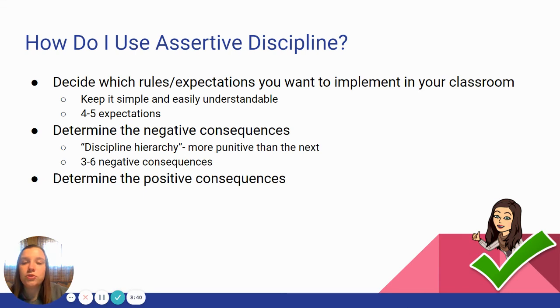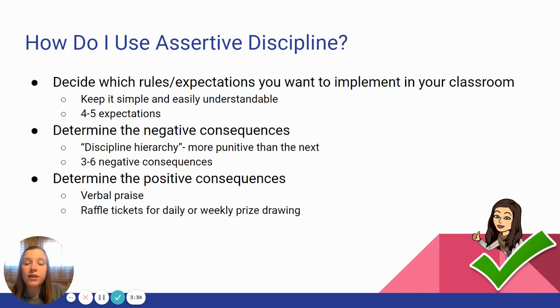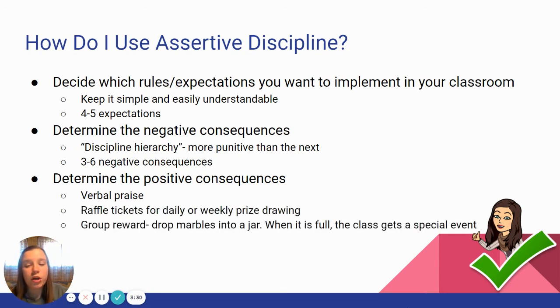Next, you are going to determine the positive consequences. Some examples are verbal praise, raffle tickets for daily or weekly prize drawings, and a group reward could be that every time someone does something good and positive, you drop a marble into a jar. When the jar is full, the class gets a special reward or event, like a pizza day or a movie day. Those are just some examples.